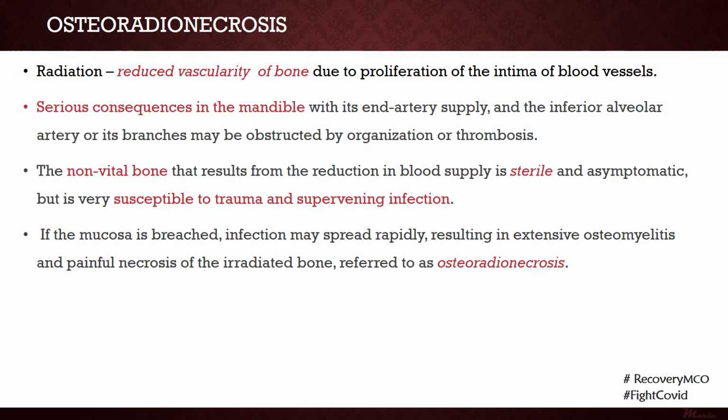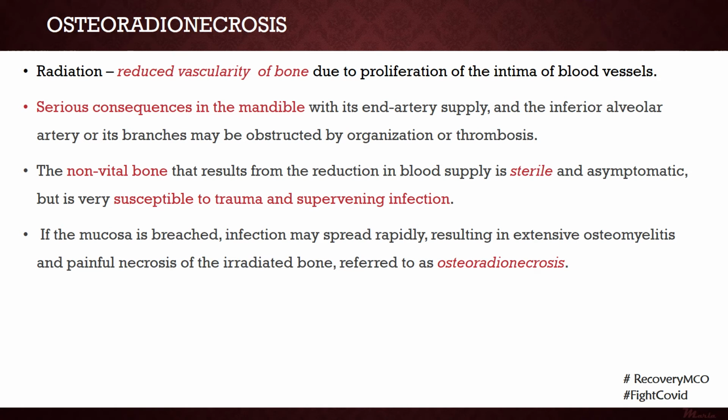Moving on to the next form of non-suppurative osteomyelitis, which is also referred to as osteoradionecrosis. This is a form of osteomyelitis which occurs in patients who have undergone radiotherapy. It should be remembered that radiation has the potential to reduce the vascularity of bone. This is due to proliferation of the intima of the blood vessels which supply the bone, such that it results in end arteritis. The vascular supply to the bone, especially the mandible, is compromised, resulting in the sequestration or formation of non-vital bone.